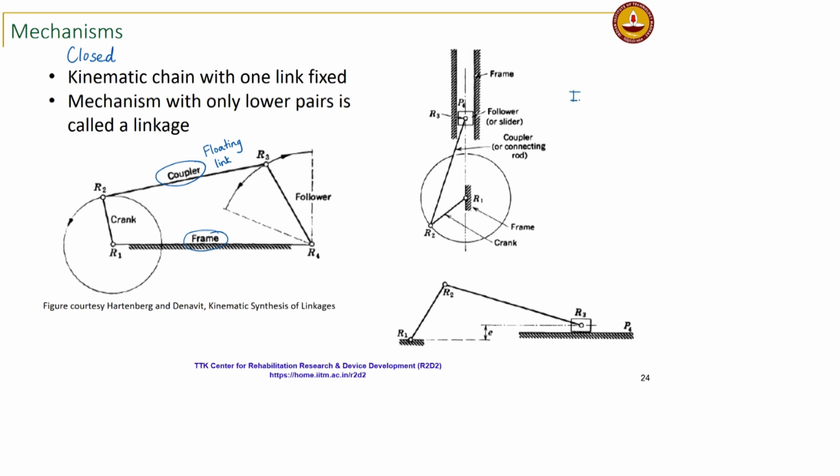This mechanism here is what is known as an inline or a central slider crank. The four bar is typically referred to as a 4R mechanism; 3R 1P is your slider crank. Again, you have the frame, one link which is fixed, then you have a crank, a coupler or connecting rod, and the follower, which in the case of the slider crank is your slider block.